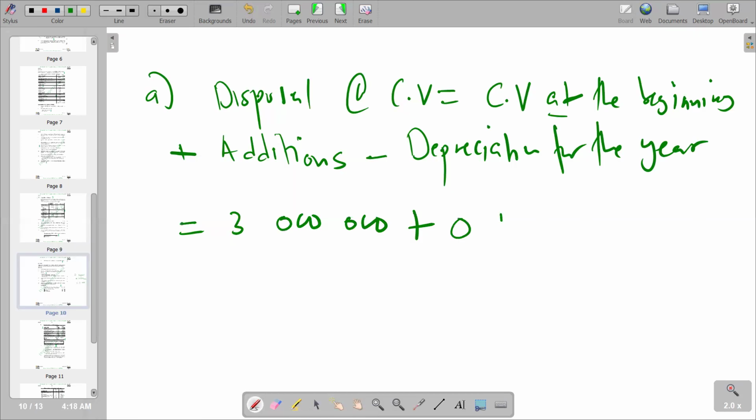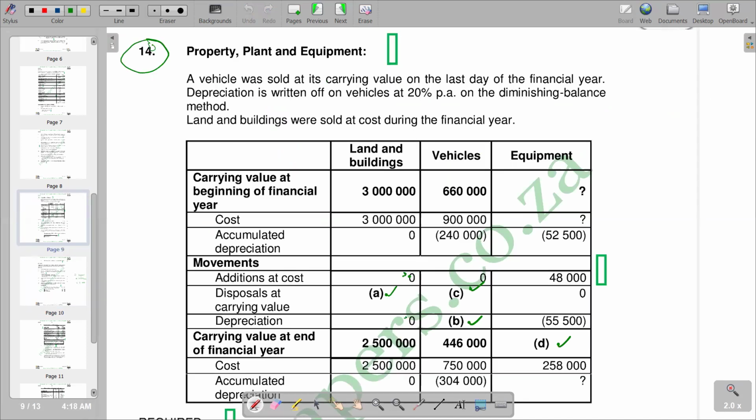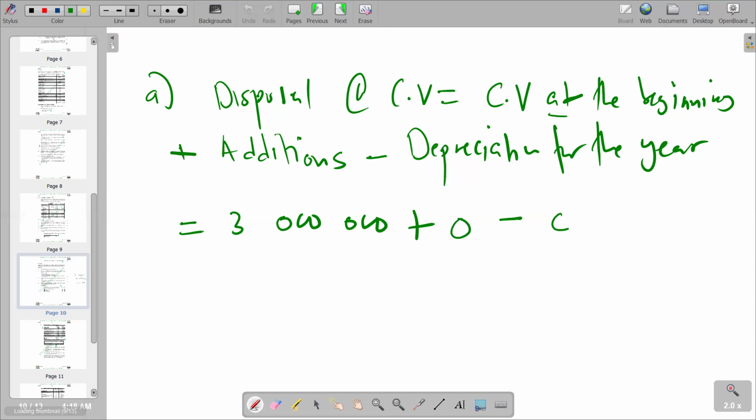Then we are supposed to subtract depreciation for the year. Let's just check the figure that we have. The depreciation for the year for the building is zero again, so we're going to put a zero there. And then finally, in our calculation, we also have to subtract our carrying value at the end.